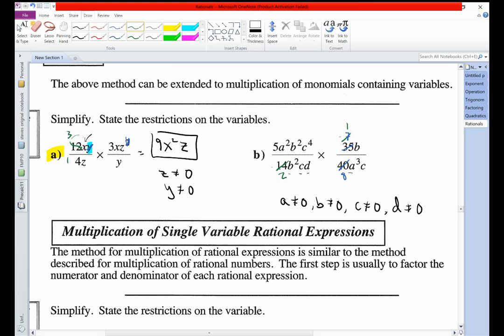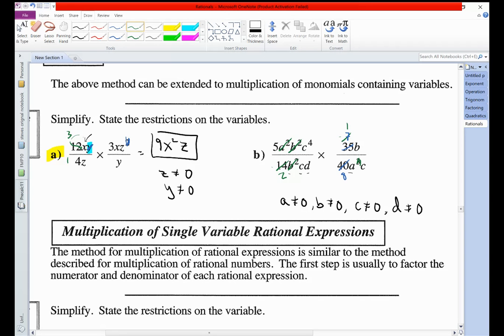I have 2 a's in the top and 3 a's in the bottom. So I'm going to cancel these ones out, and I will just make that an a. I have, oh, it looks like I have a b squared over a b squared here, so those can cancel out.